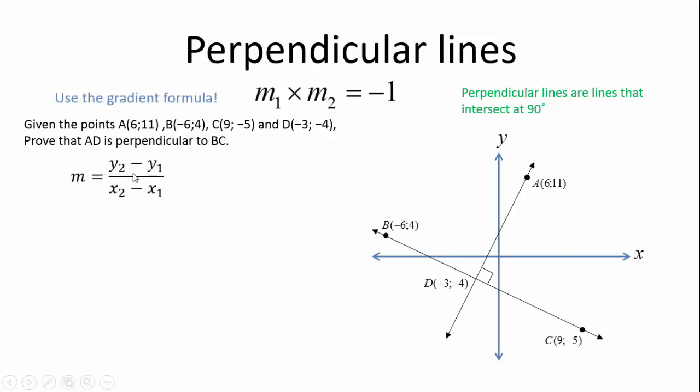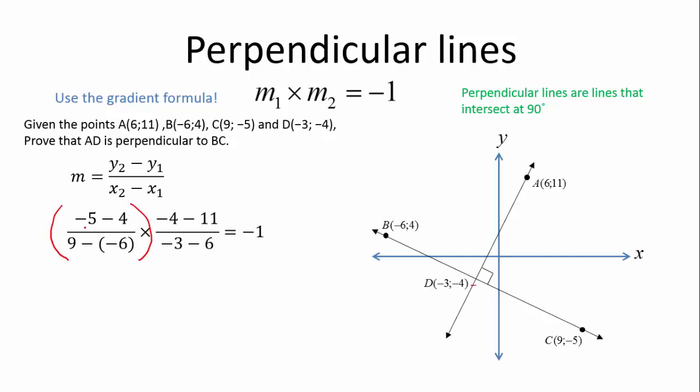Right, so we first got to calculate the gradient. We know the gradient formula, y2 minus y1 over x2 minus x1. Let's have a look at these gradients. Firstly, let's look at this side of the equation. -5 minus 4, this is BC, so this is the line BC, over 9 minus -6.